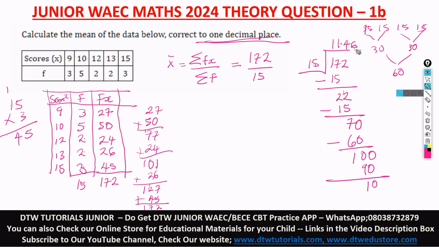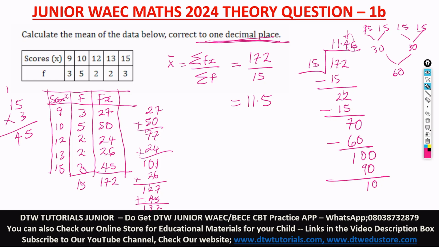So we see now that this number here is greater than 5. It means we can approximate the 1 to 4. So we add a 1 to 4 here. So our answer becomes 11.5 in 1 decimal place. Okay, so this is our answer.